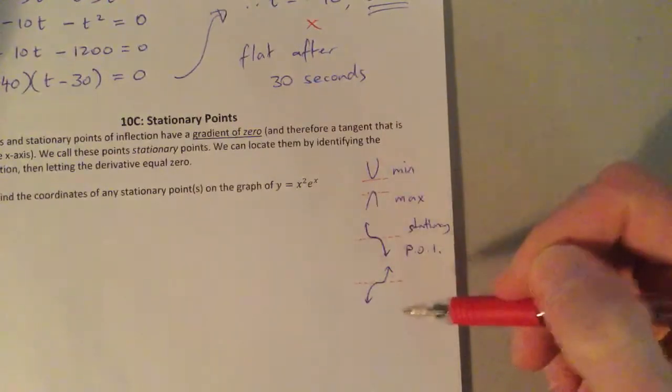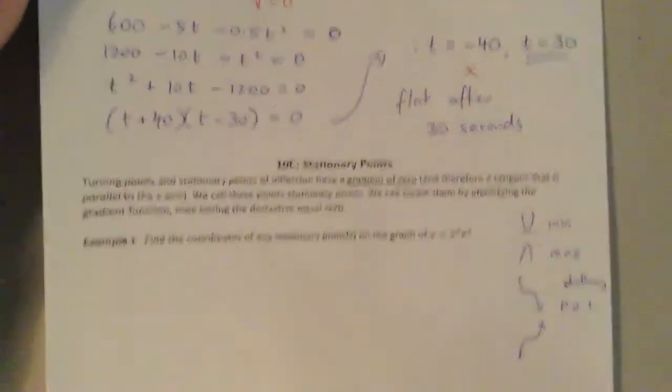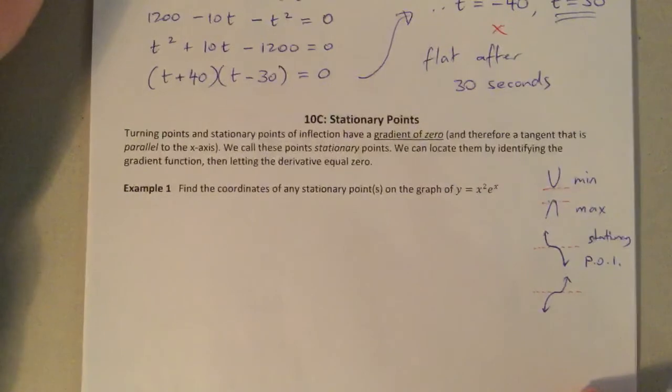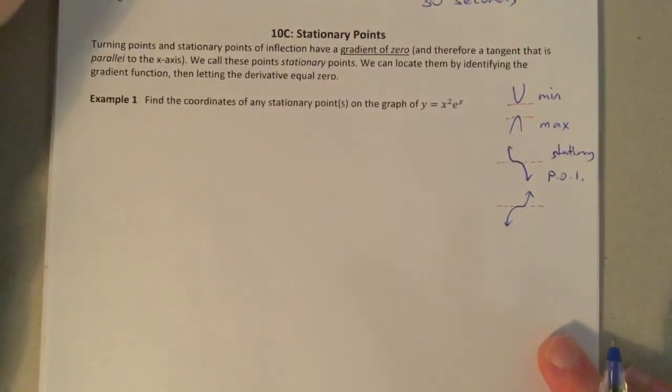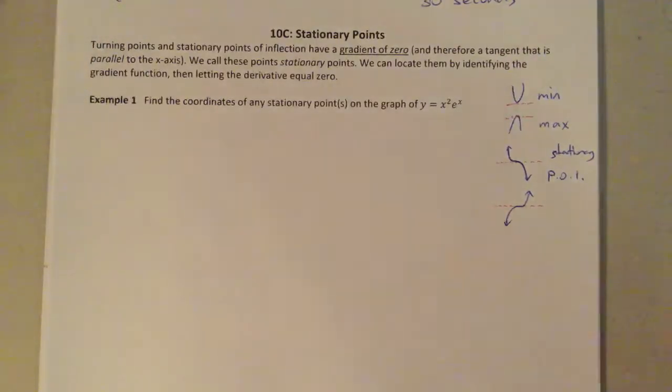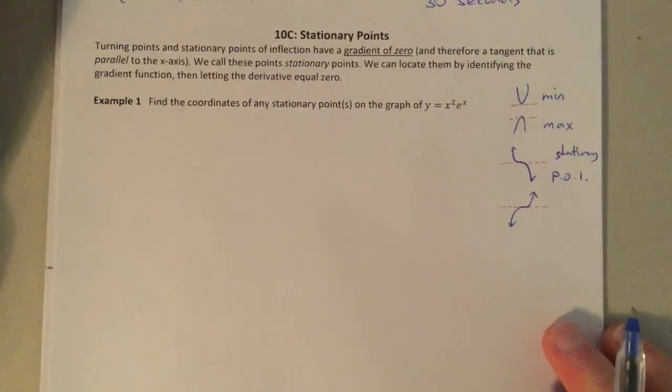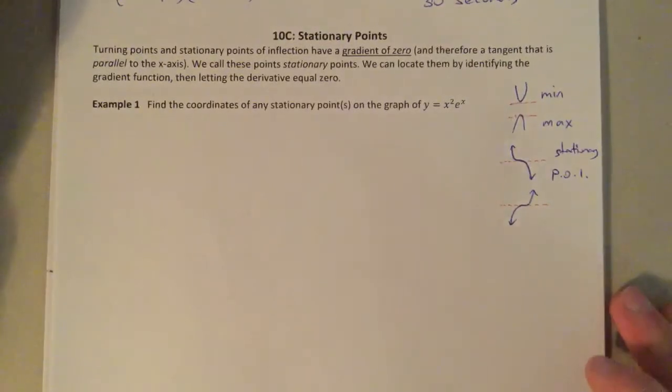Now, if we know that that's the definition of these stationary points, that means we can use what we know about gradients to actually identify where these stationary points are on a graph. If we know the gradient's meant to be 0, we can find our rule for the gradient, which is the derivative function, and we can let that derivative function equal 0. So let's see how that works.